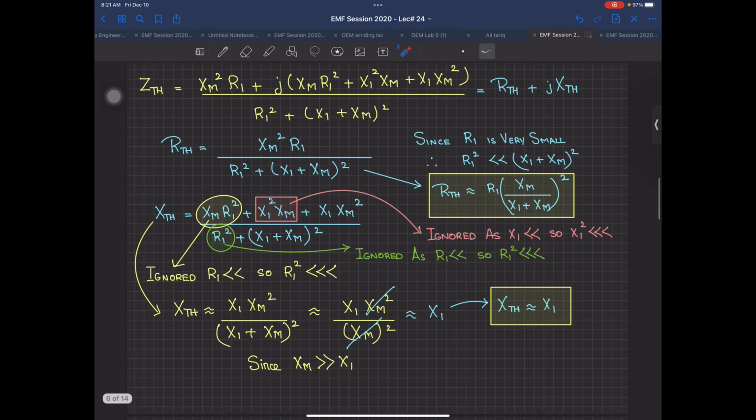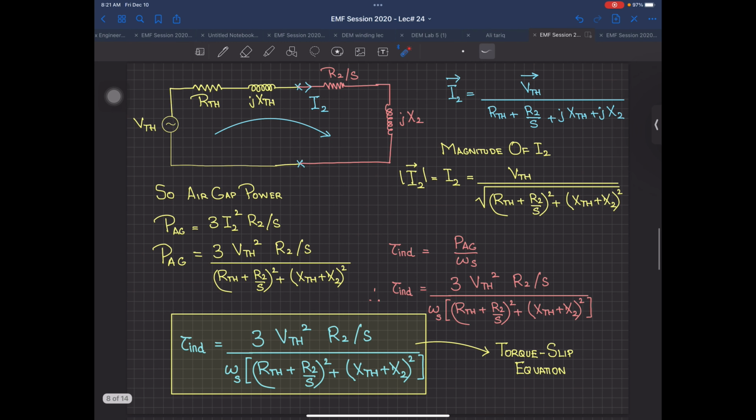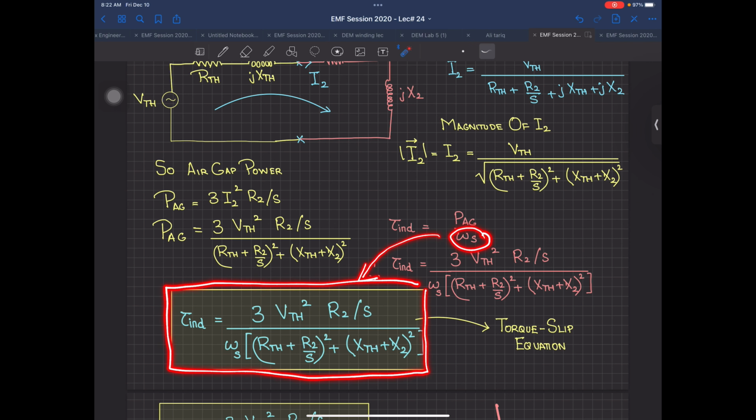And based on this I2, according to this relation, when you have got your I2, you can use it in the equation 3 I2 squared R2 by S. When you put it in this equation, you get your final air gap power in this form, and you have to divide this by omega S to find your torque. And this torque was the final outcome of lecture number 24.